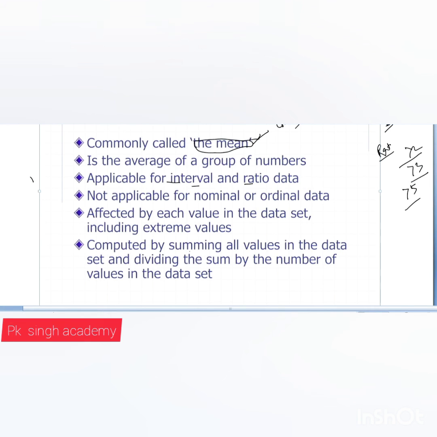The next point is that it is affected by each value in a data set, including extreme values. Extreme values means a minimum value or a maximum value. With these 2 values, the average is affected.